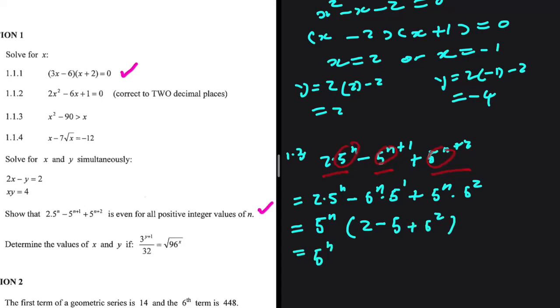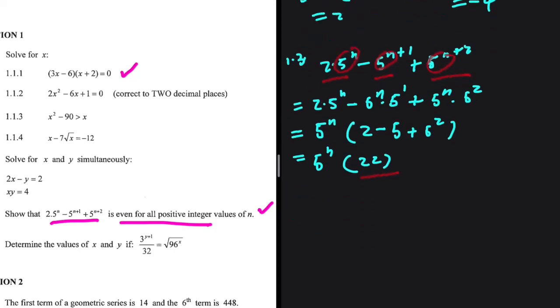So 5 to the power n multiplied by, so 5 to the power 2, that's 25. And then we have 2 minus 5 minus 3 plus 25. That is 22. So we have 5 to the power n, 22. 22 is an even number. And if we multiply it by any integer, the answer is going to be even. So that's why we say that this expression will always be even for all positive integer values of n.